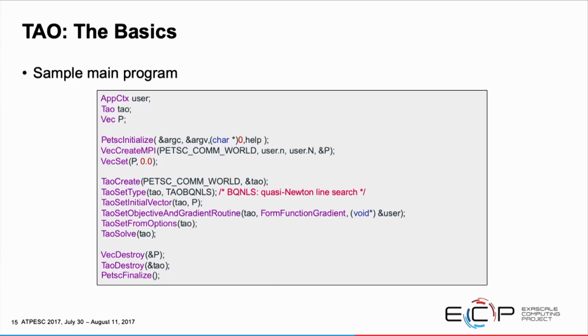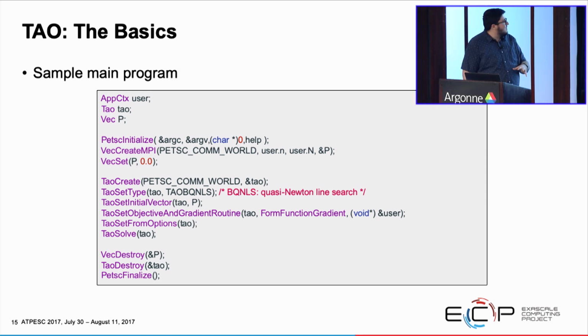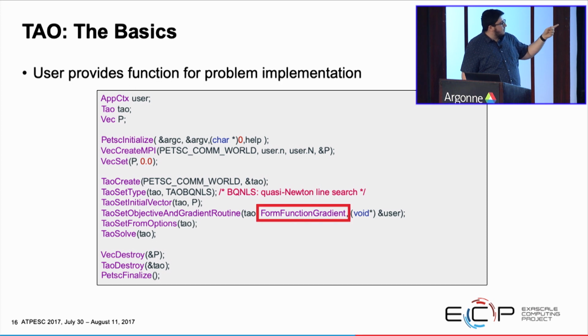So the basic TAO main program looks like this. PETSc initialization, we create one vector that represents the optimization variables. We create the TAO solver, set the type, set the initial vector, and then pass a function pointer into TAO that represents the function and gradient evaluation. That function pointer is right there.